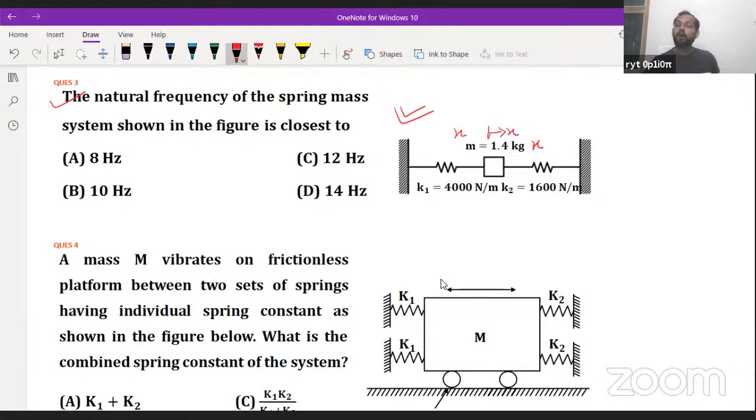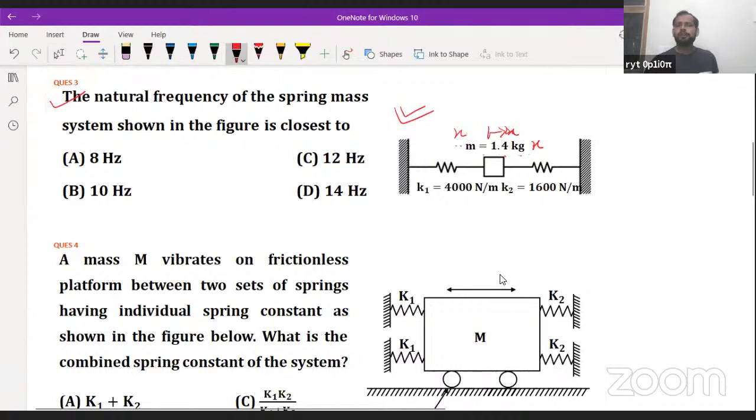Because I already told you, in case of series, the deflection of the spring will not be the same as that of the mass. Here, as you can see, the deflection of the spring is the same as that of the mass. That's why the springs are in parallel. Fine. So very good, Prasant.